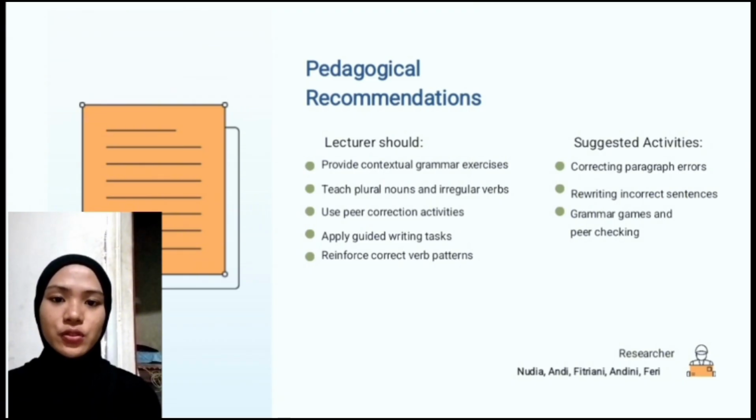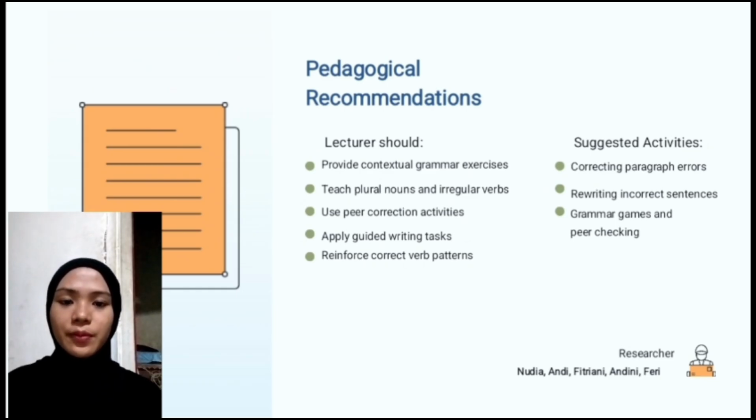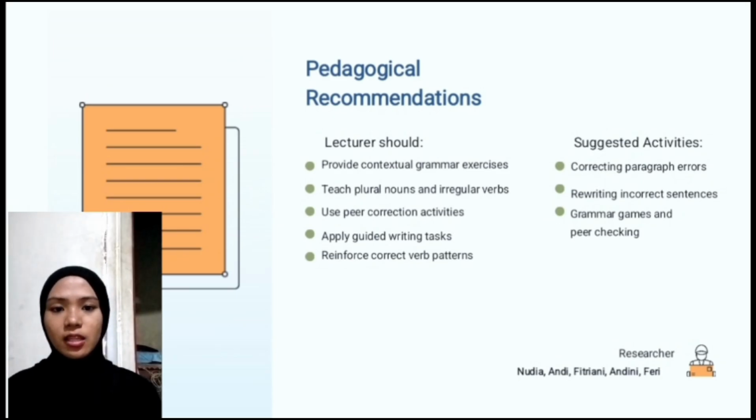Lecturers also need to reinforce correct verb patterns through continuous practice. Some suggested activities include correcting paragraph errors, rewriting incorrect sentences, and using grammar games or peer checking activities to make learning more interactive and effective.